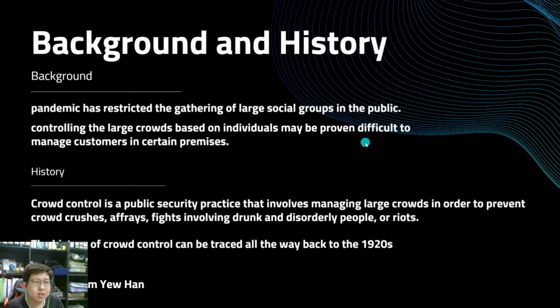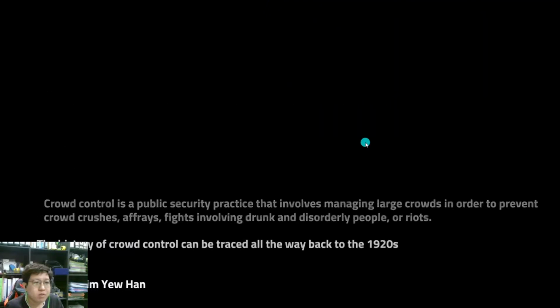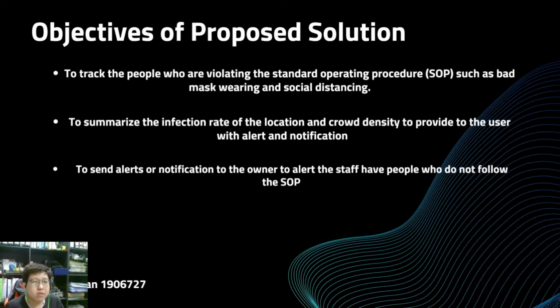Next we talk about our objectives. In our project, the first objective is to track the people who are not following the standard operating procedure, which is SOP, such as mask wearing and social distancing. The second objective is to summarize the infection rate of the location and crowd density to provide the user with alerts and notifications. The last is to send an alert or notification to the owner to alert the staff about people who are not following the SOP.